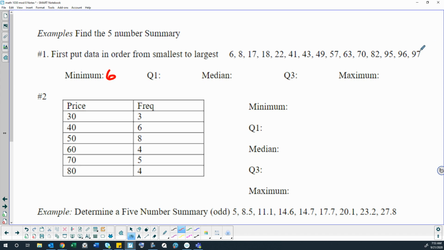And our maximum would be the largest number in our list, which is 97, right? Did anyone count how many values there are? Because that's important. We need to know what n is. I counted them too, and there were 15 of them. Yeah, 15 numbers in our list.